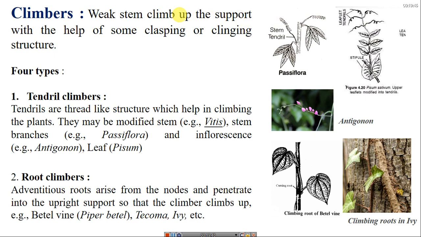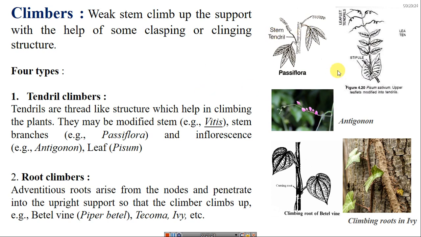Tendril climbers are the first one. Tendril climbers climb with the help of tendrils. Tendrils are thread-like structures that help in climbing, right? You must have seen Vitis, that is grapes, and Passiflora, and you may have seen the plant of the pea. Now these tendrils are formed out of modifications of the stem, leaf, or even inflorescence, right?